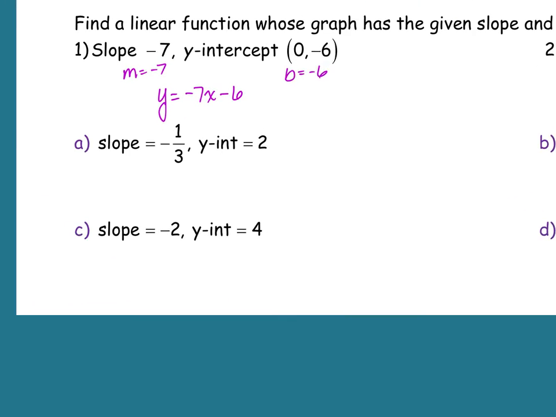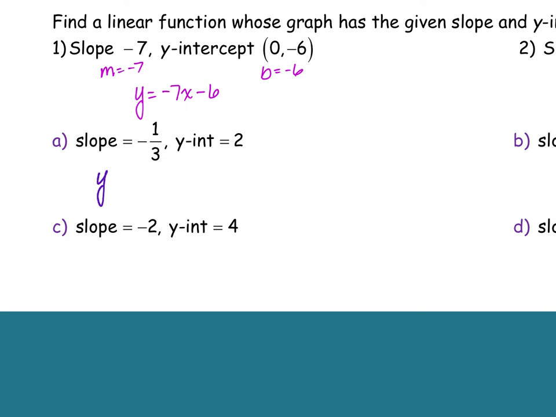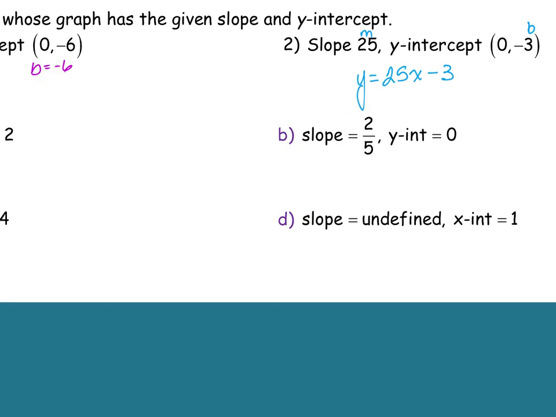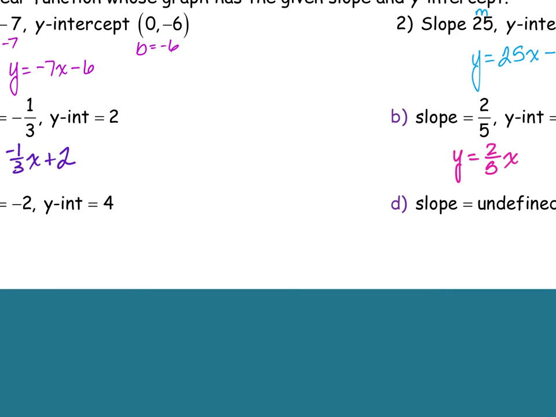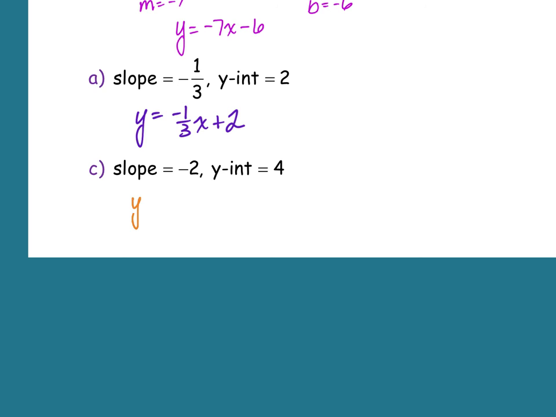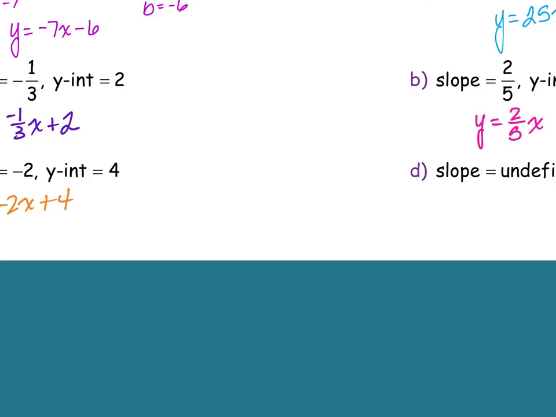So what's A? Y equals what? Y equals negative 1/3 x plus 2. Plus 2, beautiful. Okay, and number B, y equals what? 2/5 x. You can put the plus 0 if you want, but you don't have to, so it's just 2/5 x. Great. And number C, y equals negative 2x plus 4. Plus 4, awesome. And then the hardest one is D.